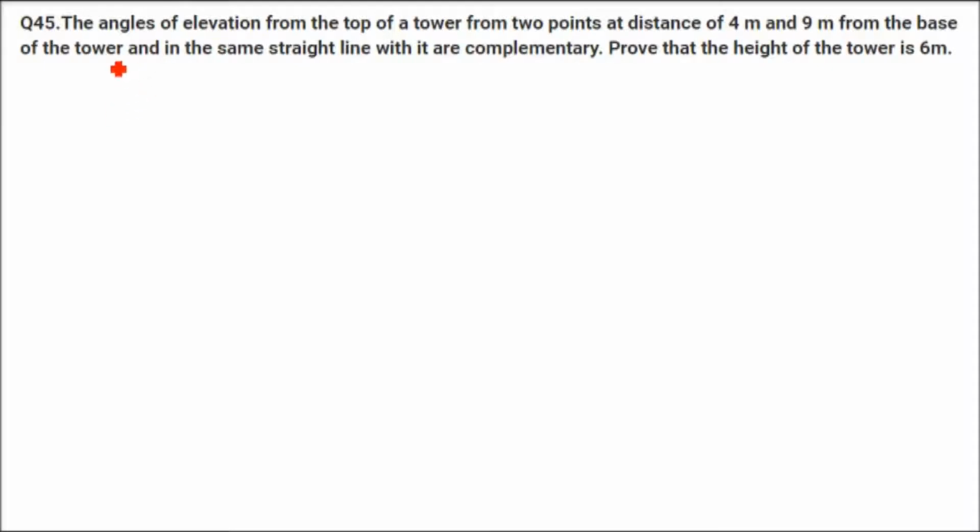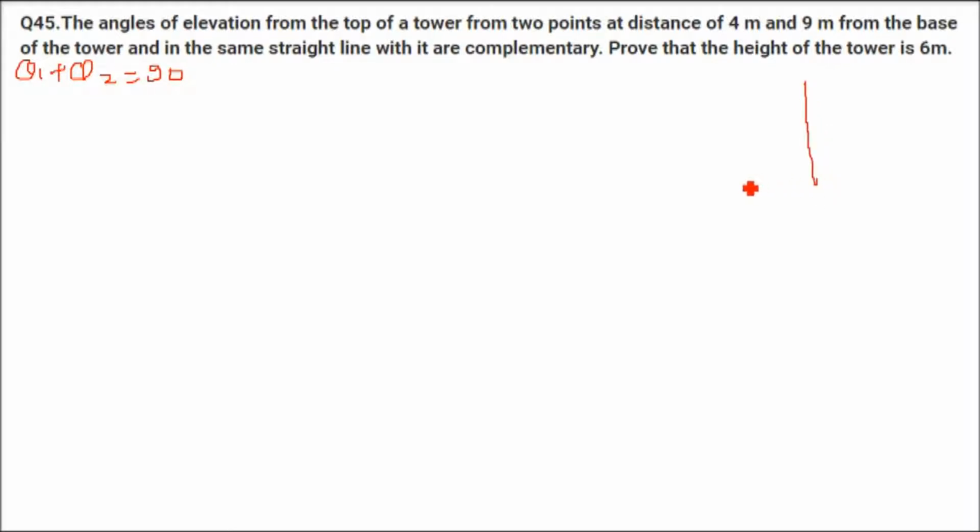So complementary means if you have two angles, say theta 1 and theta 2, if you add them, it is going to be 90 degree. This is what the question is. So the angle of elevation from the top of a tower from 2 points at a distance 4 meter and 9 meter from the base of the tower.